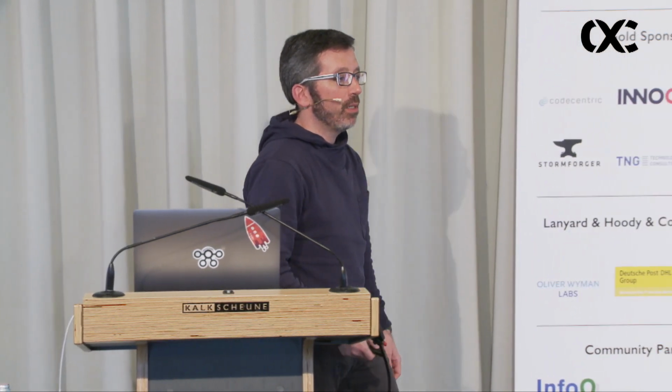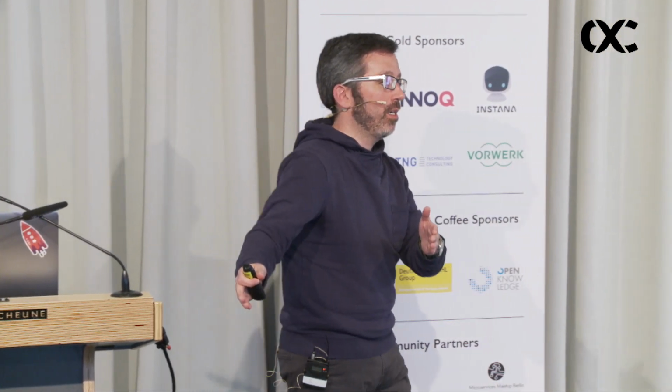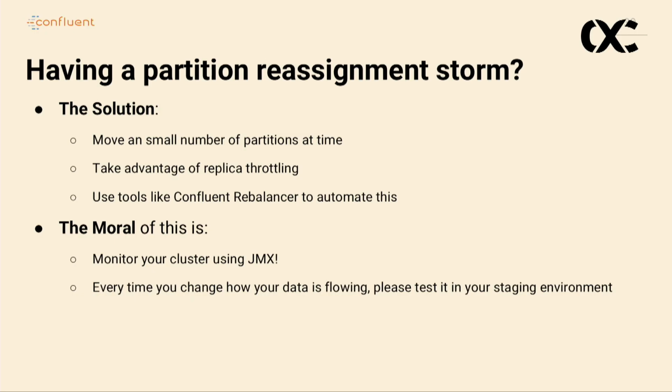So the solution for this is, always when you do a partition reassignment, try not to reassign the whole cluster. Do it step by step. Try to take a small amount and move them. Take advantage of replication throttling. Always think to be gentle to the rest of your business logic that is still fighting for resources. You can use tools like Confluent Rebalancer that automate all of this for you. The moral of this is: monitor your cluster. You have JMX for that.